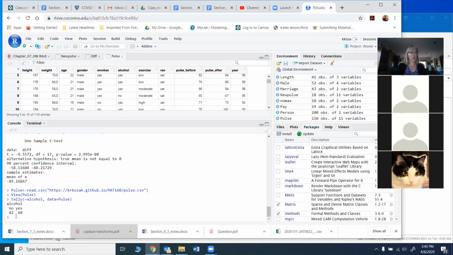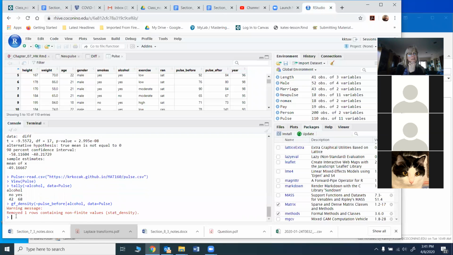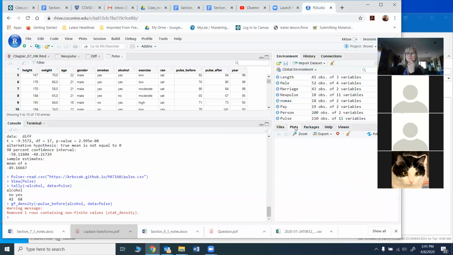So we want to do a density plot. So gf_density, and we want to do it on the pulse before, but just for people who drink and those who don't. Remember, if you put that vertical line and then put in alcohol, that's the other variable we're dealing with, and our data was pulse. It will separate it for that. Well, it's supposed to. Why didn't it do that? It didn't create it, but it's supposed to. That should have worked. Maybe I typed it wrong.